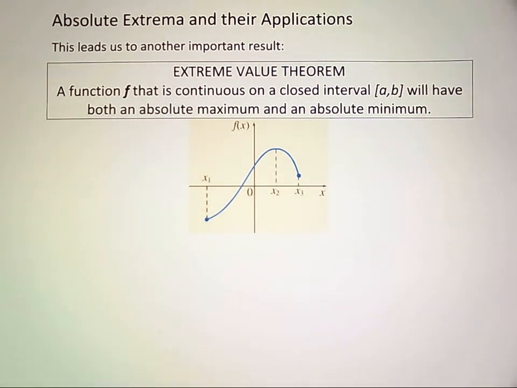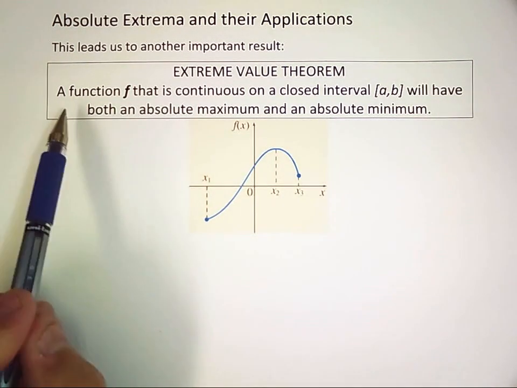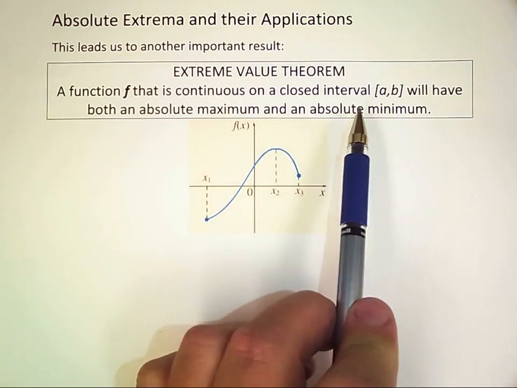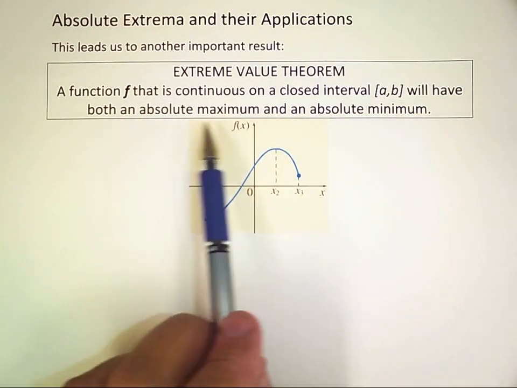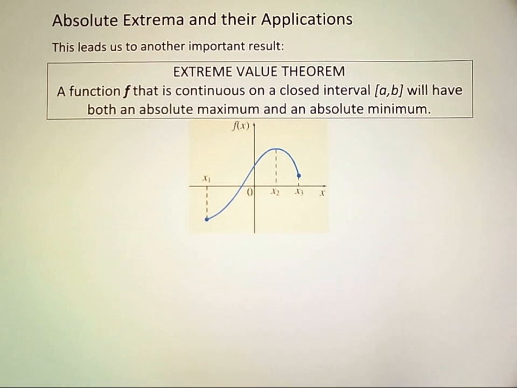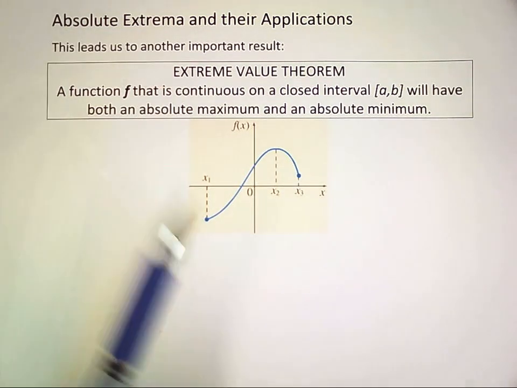This kind of leads us to something that's very important. It's called the extreme value theorem. The extreme value theorem says a function f that's continuous on a closed interval a to b will have both an absolute maximum and an absolute minimum. Now this is very important, but it has two conditions that have to be satisfied. The function has to be continuous.